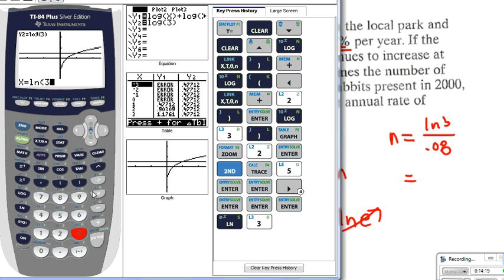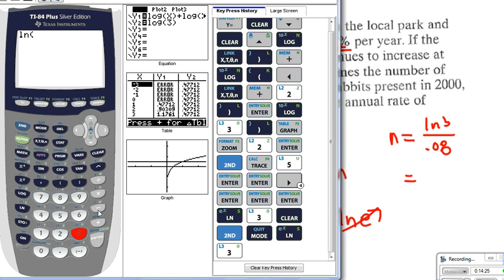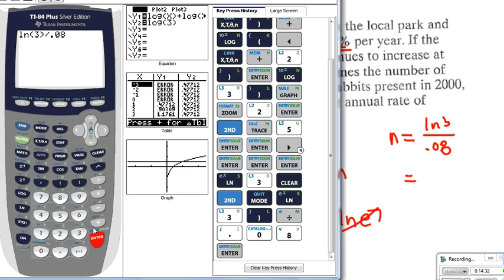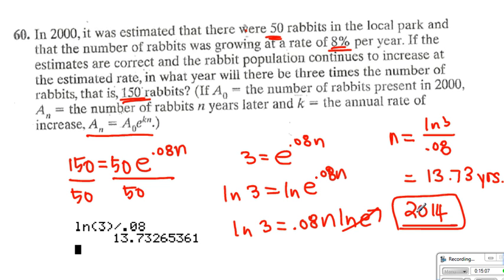ln of 3, oops, let me break it up on the screen. ln of 3 divided by 0.08 is about 13.73 years. That means this needs about 14 years, so therefore it's going to be year 2014. That's when we're going to have this many rabbits.